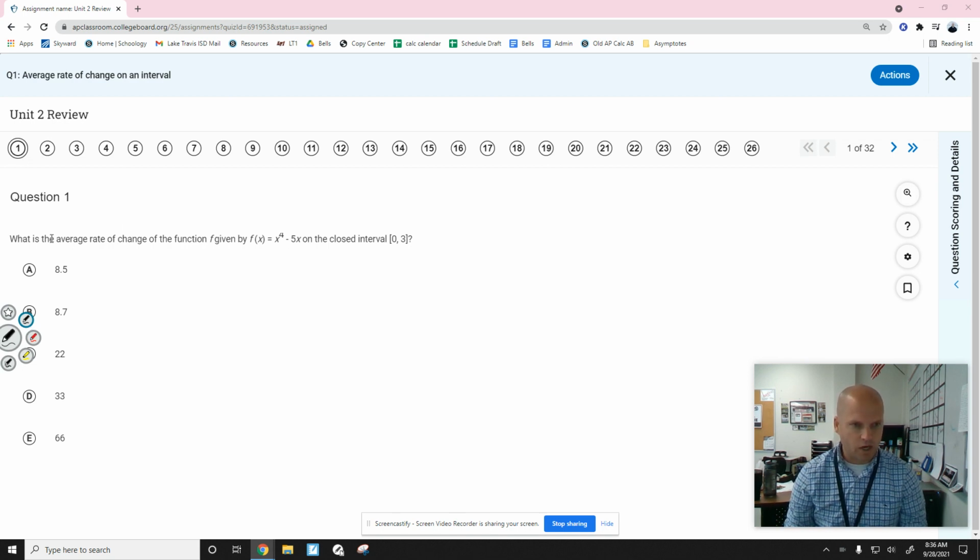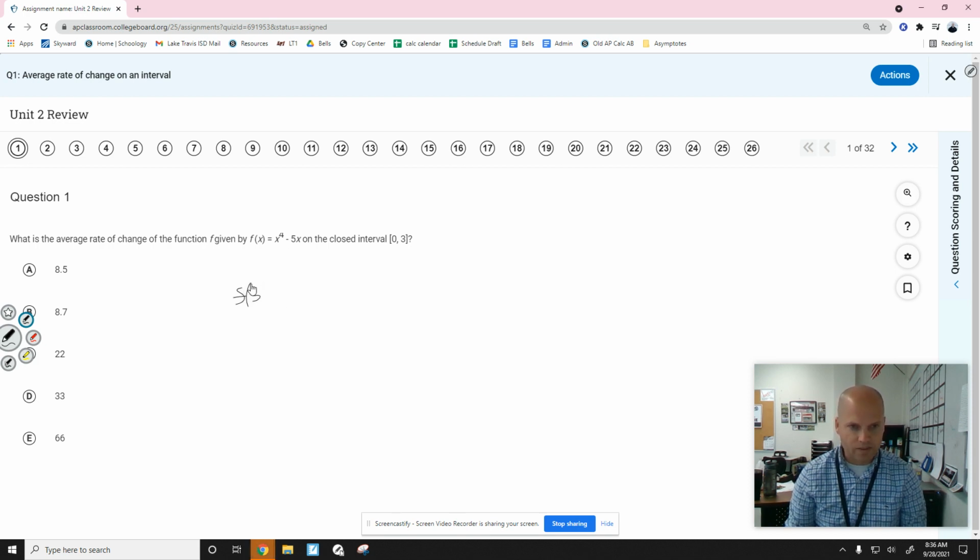So, in this unit, we talk about slopes are rates of change. An average rate of change is a slope of a secant line. Instantaneous rate of change is a slope of a tangent line. We started with average rate of change, just using the slope formula.